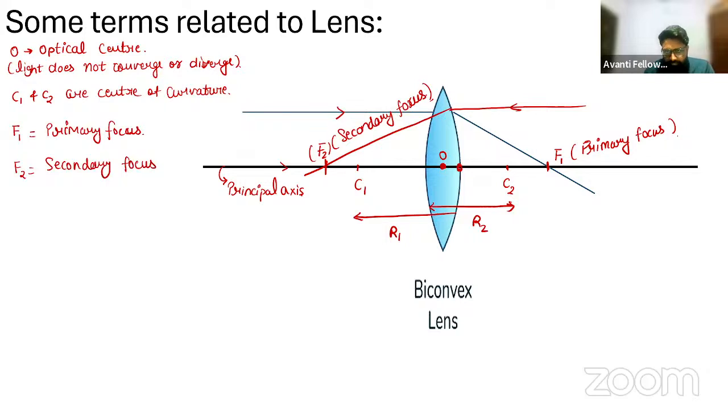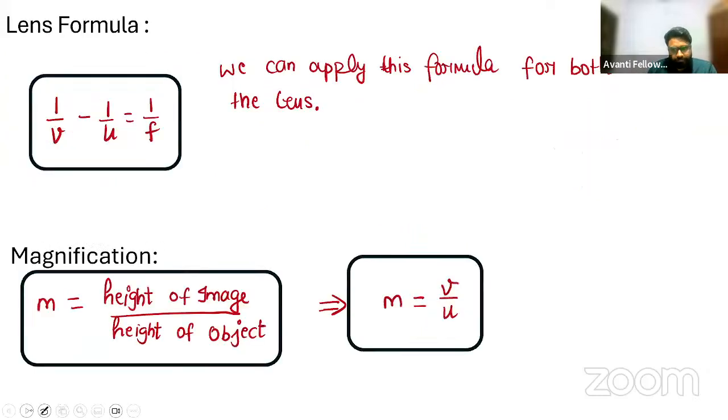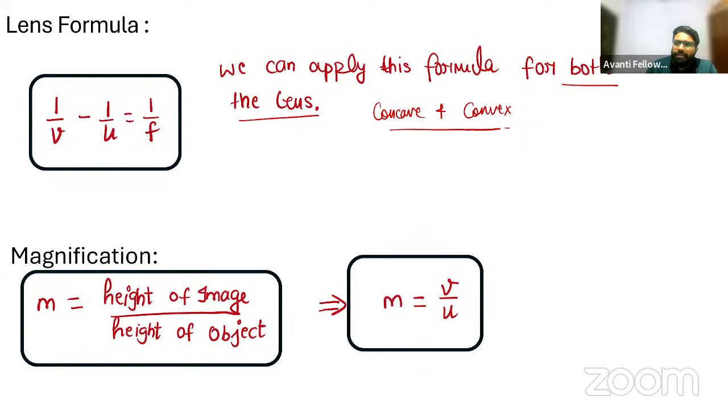Very good, Harish. Now, the lens formula is the same as the mirror formula we have. But in the mirror formula, we have 1 by v plus 1 by u. Here we have 1 by v minus 1 by u equals 1 by f. ठीक है? So this is applicable for both the lenses, either the lens is concave or convex. V, u and f we will decide according to the question.